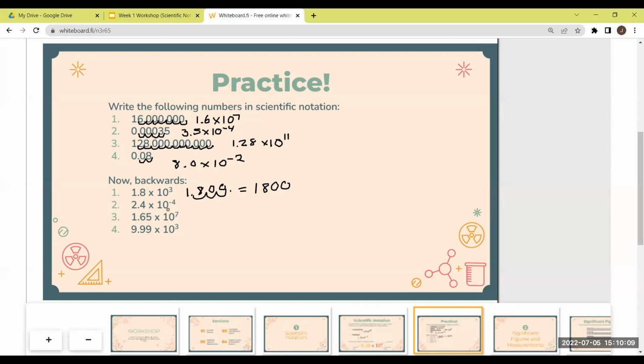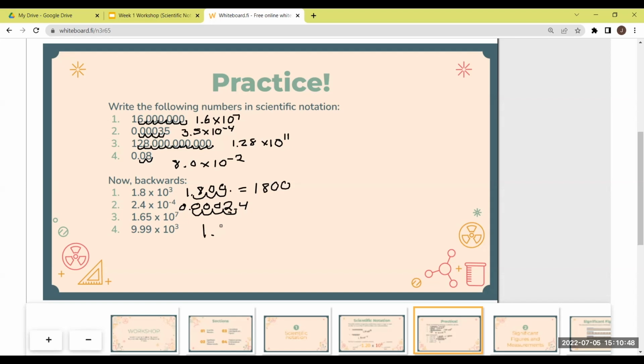We have this next number, 2.4 times 10 to the negative 4. So I'm going to write 2.4. And then I'm going to move it to the left 4 places because we have a negative 4 in the exponent. So it'll be 1, 2, 3, 4. And so 2.4 times 10 to the negative 4 can be represented as 0.00024.